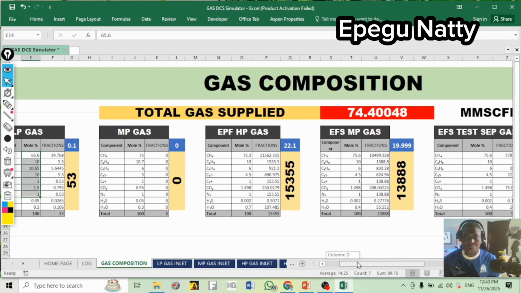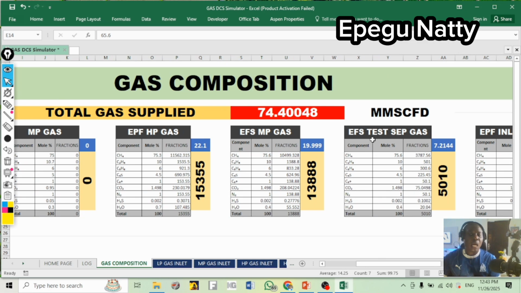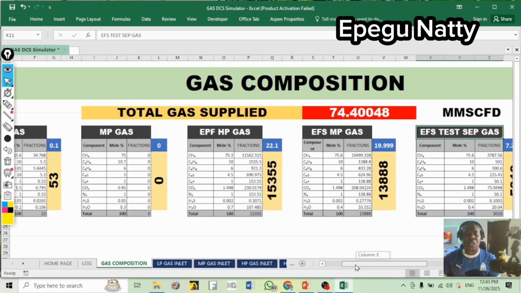And also, as you can see, one of the sources here is my EFS test separator. Now what this means is that this is going to be intermittent, right? So whenever we drill a new well, let's say an early production facility well, and then want to test it, the gas we obtain from this testing is sent to our gas plant for processing, right? So this is also part of it. Now after the testing, this is closed down, and then we continue with the rest, right? And then you can see we have other ones.